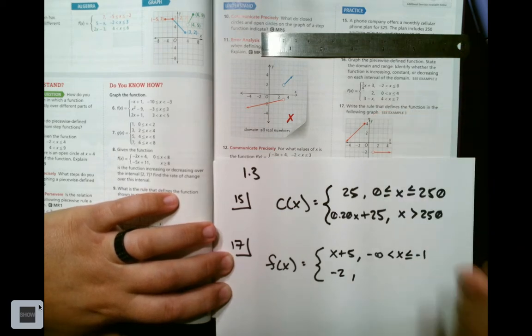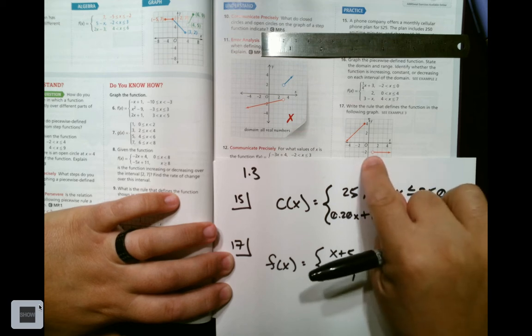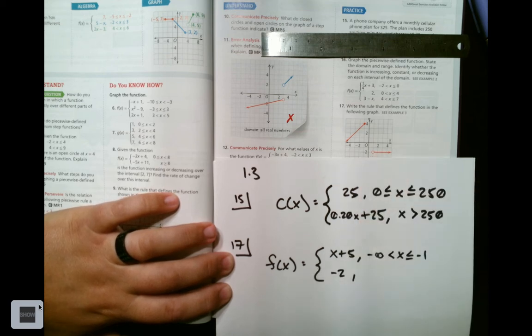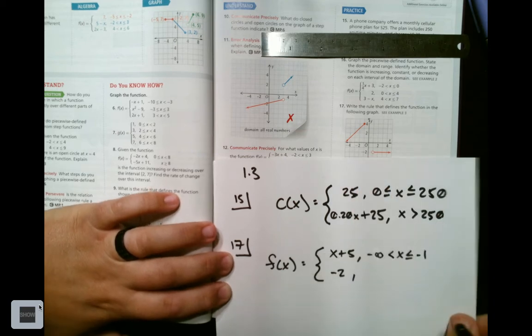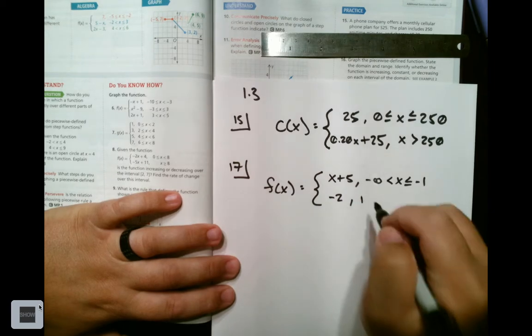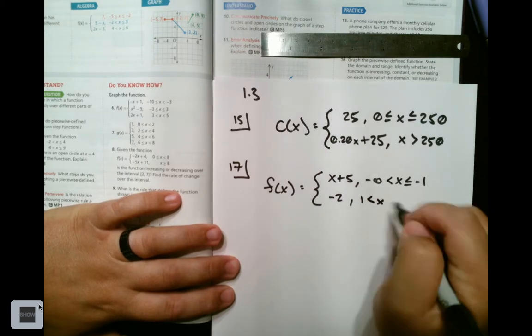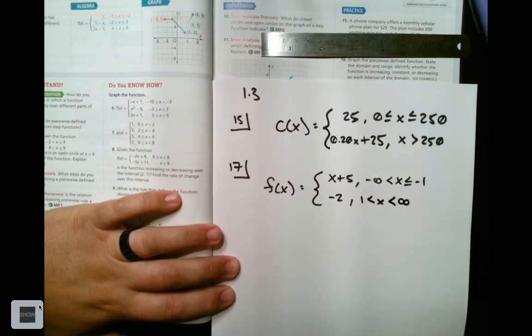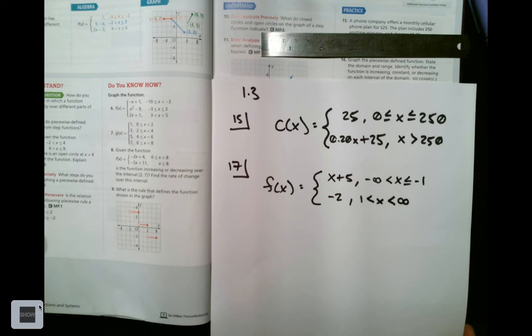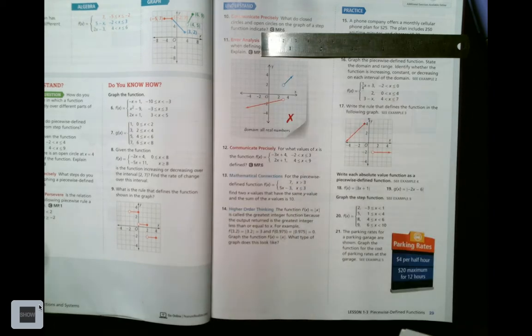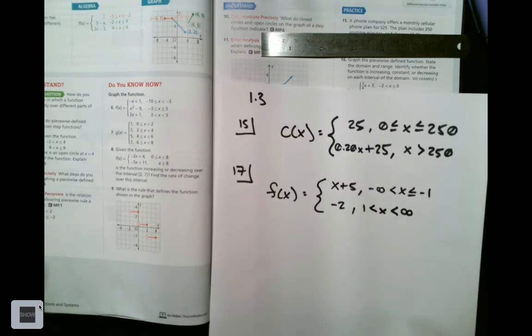Then with my other function, it looks like it goes from 1 and it goes right forever. It never stops going right. It's not going to include 1 though, because it's an open circle. So it's going to be 1 is less than x, which is less than infinity. Let's make sure that that's all I needed. Write the rule. Yep. So that's good to go.